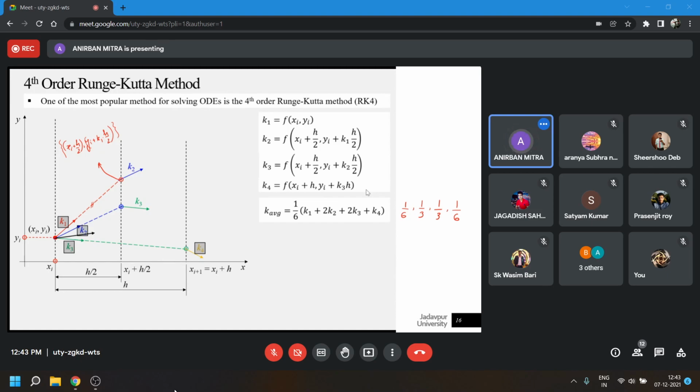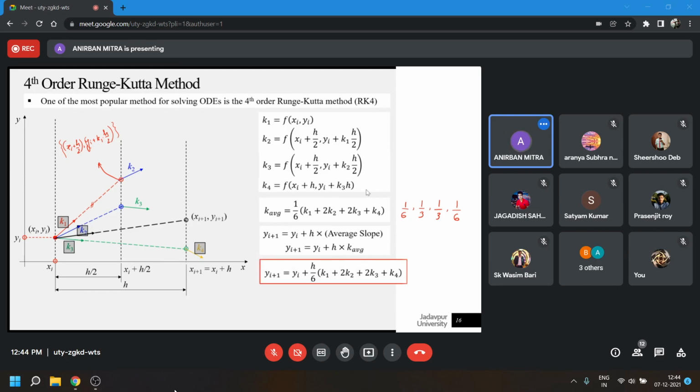With this average slope, from the known point xi, yi, we'll draw a line which intersects with the vertical line through xi plus 1 at xi plus 1, yi plus 1. That is the approximate solution for the step xi plus 1. So yi plus 1 would be obtained as yi plus h multiplied by the average slope. The average slope has already been obtained, which is K average, and you can utilize that to get yi plus 1.